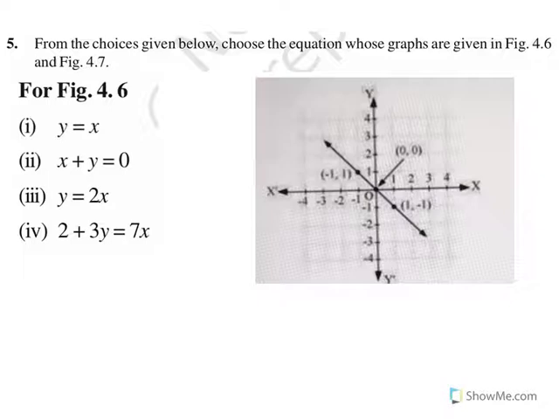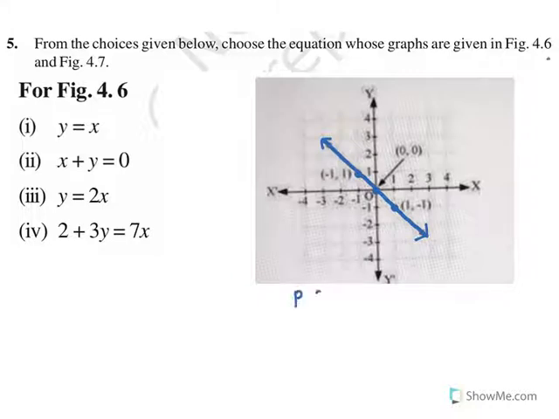From the choices given below, choose the equations whose graphs are given in figure 4.6. So here I have a line which is given to me, and remember that every line is represented by an equation. In this line, the equation is not given, but 3 points on it are given. These are points, say P, Q, and R. So we have 3 points on this line.